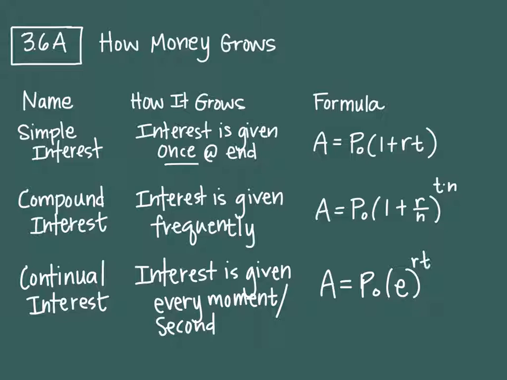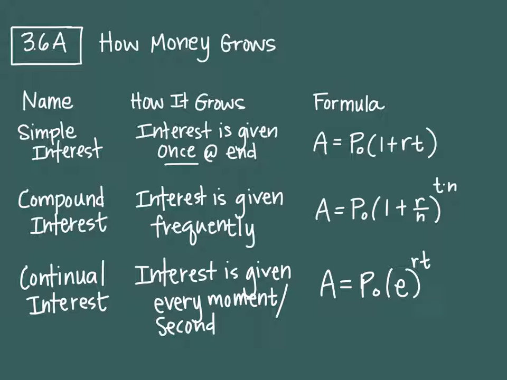And then R and T are up here. So this is the only equation that has E. So one equation has E. This is the PERT equation that you learned last year in Algebra 2. One equation has N, and then the simple one doesn't have either E or N. Okay, those are the three.